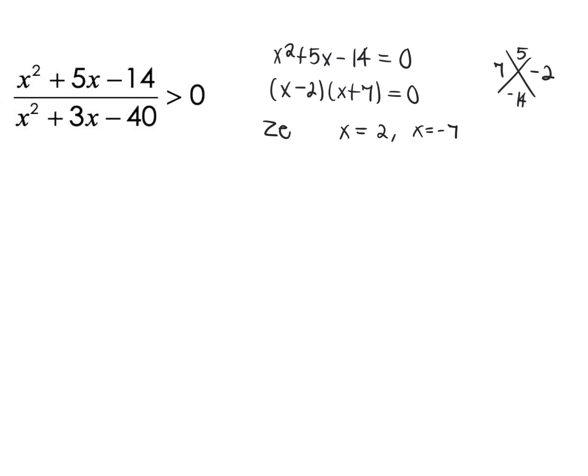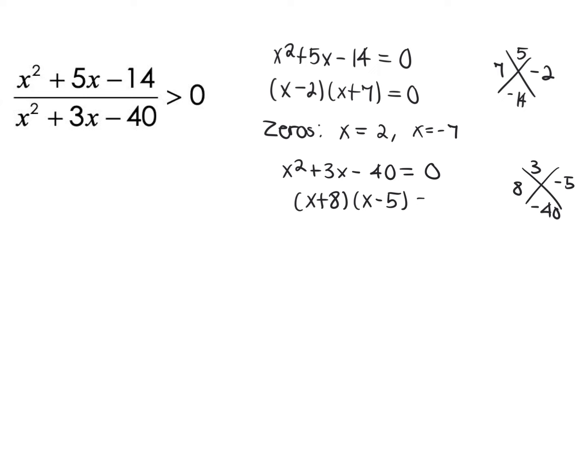These are your zeros. Then we have x squared plus 3x minus 40 equals 0. We need two numbers that multiply to negative 40 and add to 3. That's going to be 8 and negative 5. So we'll have x plus 8 times x minus 5 equals 0. So x is negative 8 and x is 5 are going to be the vertical asymptotes.